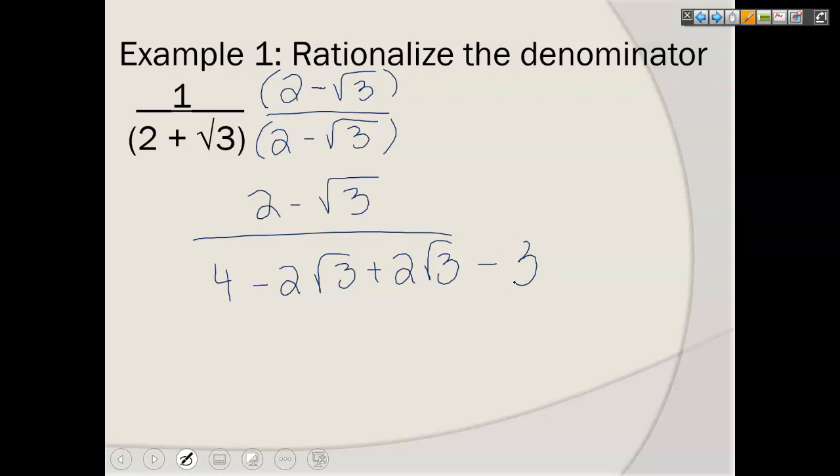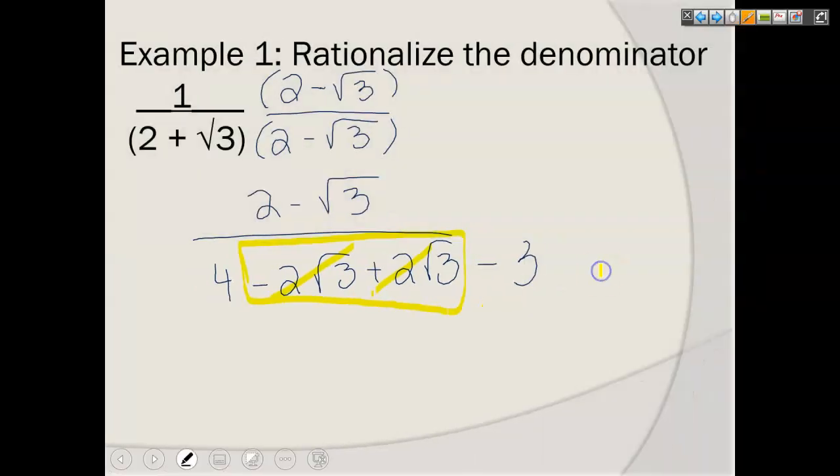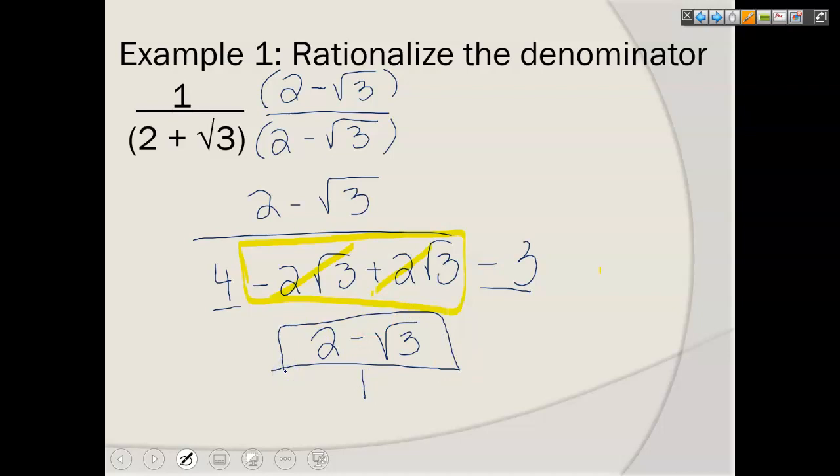So the top is easy, you just multiply everything by 1 so it stays the same. The bottom means FOIL, so first is 4, outside is negative 2 square roots of 3, inside is 2 square roots of 3, and last is negative square root of 9. Square root of 9 is 3, so you get negative 3. If you pick the correct conjugate, the middle two terms of FOIL should always cancel, thus eliminating all square roots from my denominator. Giving 2 minus the square root of 3 all over 4 minus 3, which is 1, or leaving you with 2 minus the square root of 3.